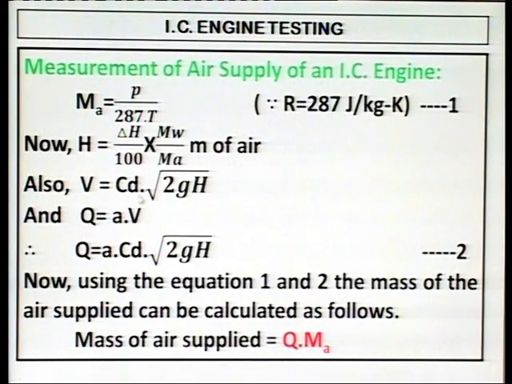Also V is equal to CD under root 2GH and Q is equal to AV. Therefore, Q is equal to A CD under root 2GH. Now using equation 1 and equation 2, the mass of the air supplied can be calculated as follows. Mass of air supplied is equal to Q MA.